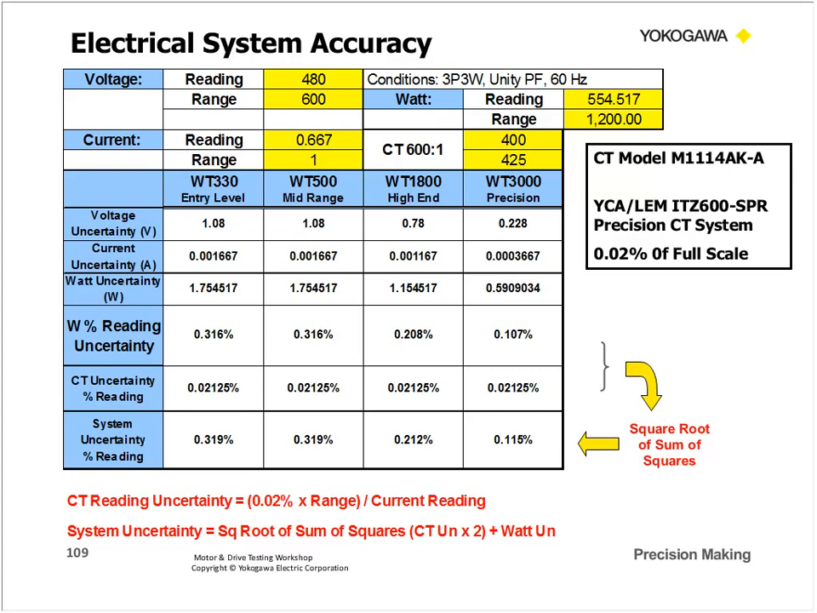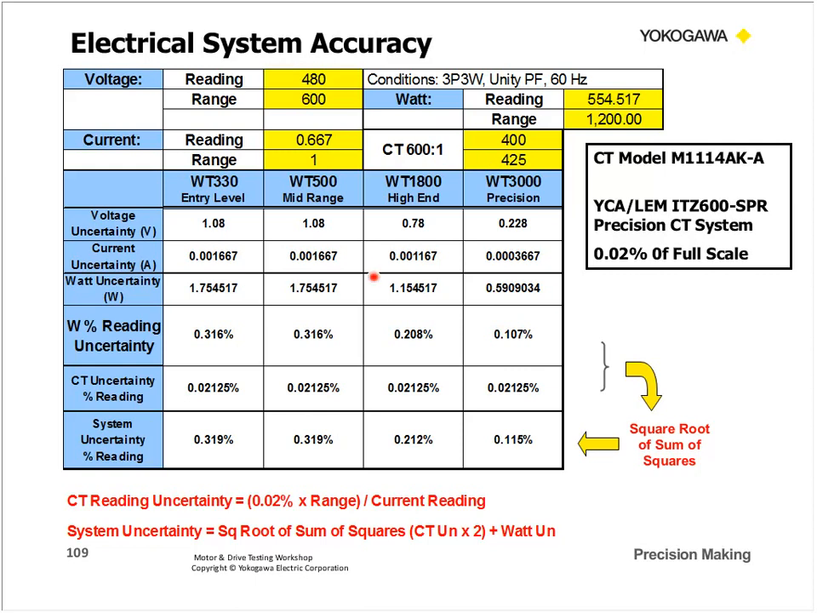Some people ask us, well, how do I make a system accuracy calculation? Say I got my motor, I got a power meter, power transducer or something, and I got some CTs on it. What we do is we use square root of sum of the squares calculation. So we can take the instrument, and in this case, just one of our power analyzers. We have a reading and a range set up here for both the voltage and the current, okay, and then our watt reading and range, and then the current CT reading and range.